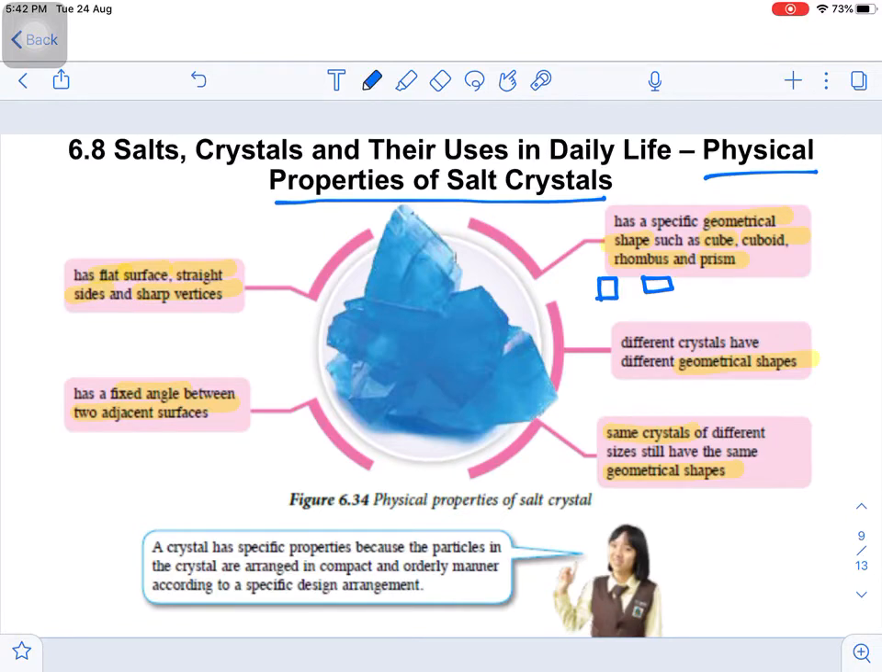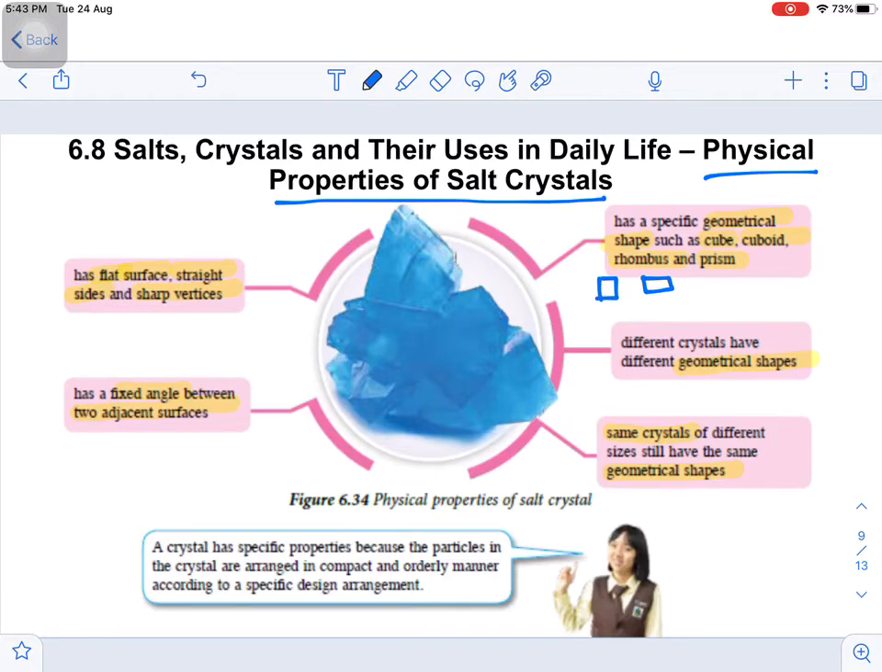Okay. So, different crystal have different geometrical shape. Maksudnya, bergantung pada garam tu. Garam tu, kristal dia bentuk macam mana. Mungkin garam lain, bentuk dia macam lain. Okay. Same crystal, dia akan sama geometrical shape, tapi boleh berbeza size. Okay, dia boleh beza size, tapi geometrical shape dia tetap sama. Okay. And then dia ada fixed angle between two adjacent surface.